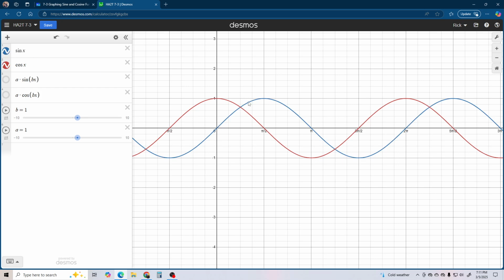Actually, if we took this sine graph and we moved it to the left by an amount of pi over 2, so in other words, if we took this whole thing and we shifted it pi over 2 to the left, they would sit on top of each other, right? Sine and cosine are very, very similar in that way. The only difference is that the cosine graph is the sine graph, just shifted a little bit to the left.